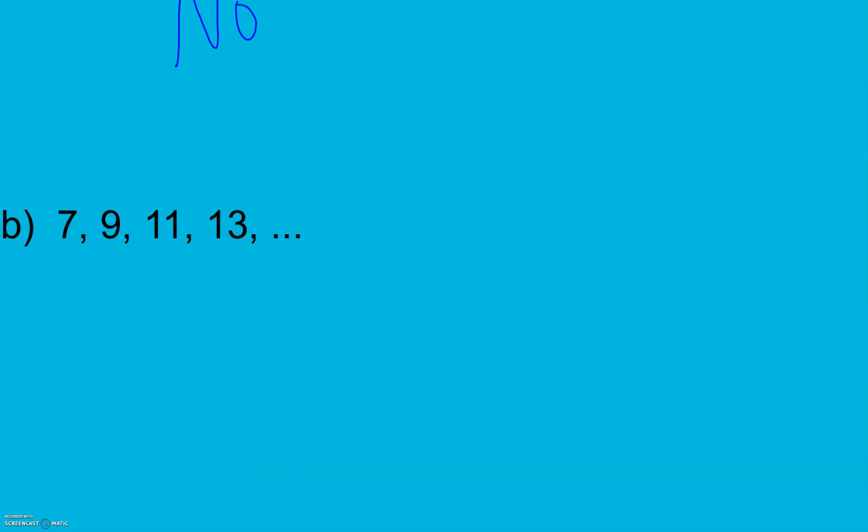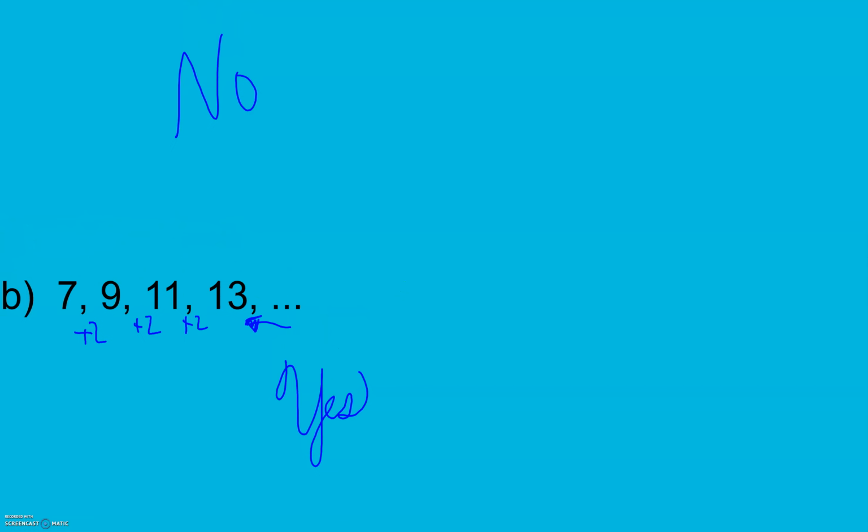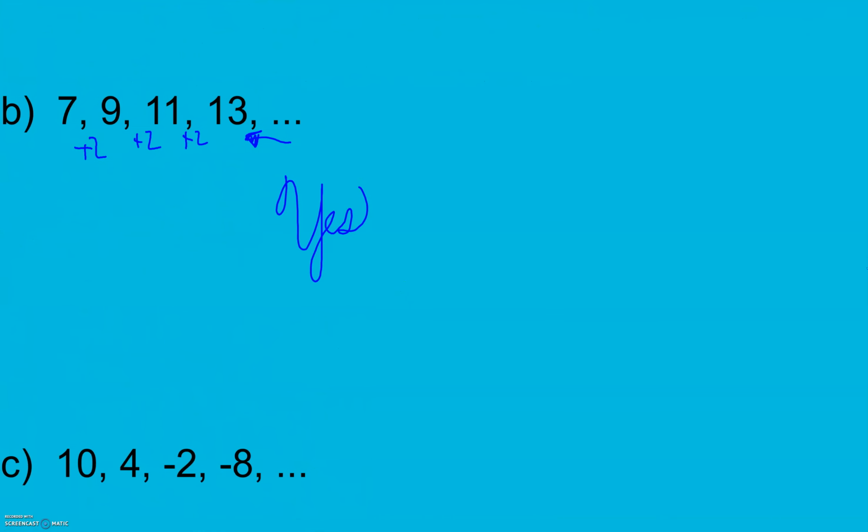Try B. 7 to 9 is adding 2. 9 to 11, we added 2. 11 plus 2 gives me 13. So here, my change is the same every time. We're adding the same number every time. So yes, and our common difference, it wants to know as well. So D equals a positive 2.